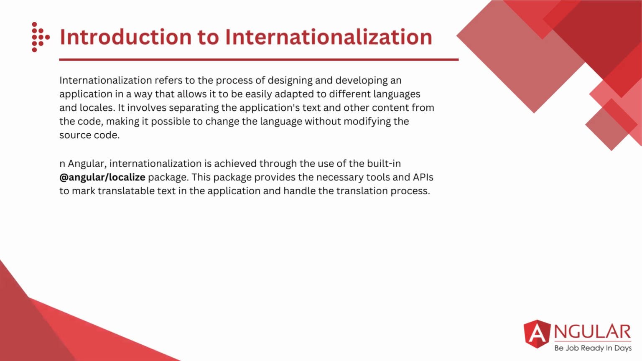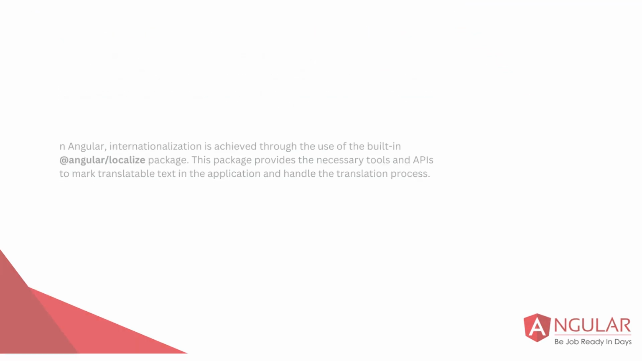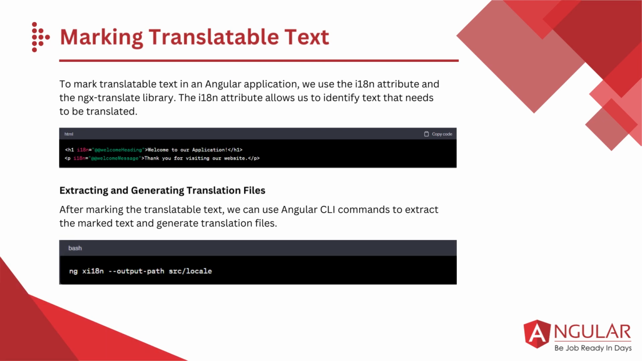In Angular, internationalization is achieved through the use of the built-in Angular localize package. This package provides the necessary tools and APIs to mark translatable text in the application and handle the translation process. To mark translatable text in an Angular application, we use the i18n attribute and the ngx-translate library. The i18n attribute allows us to identify text that needs to be translated.